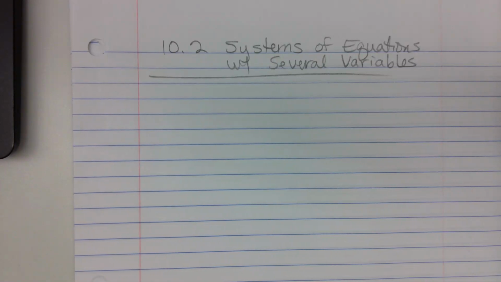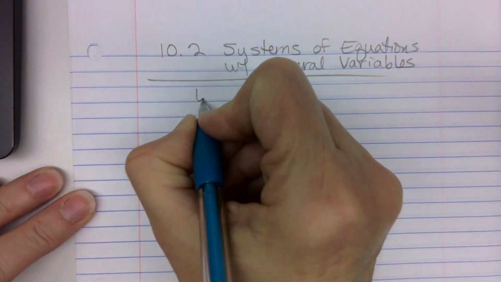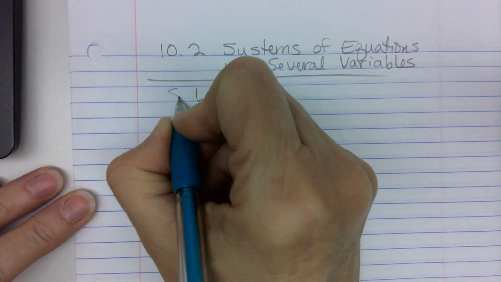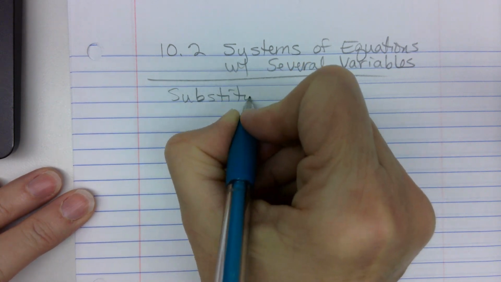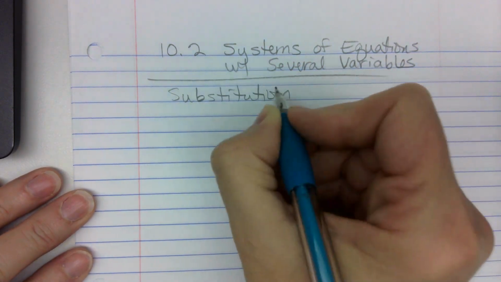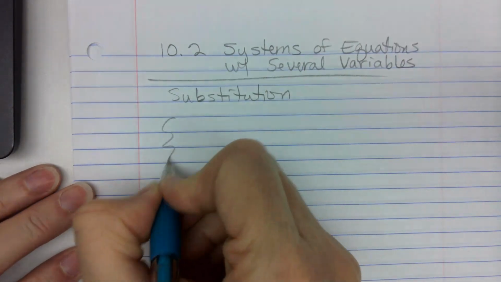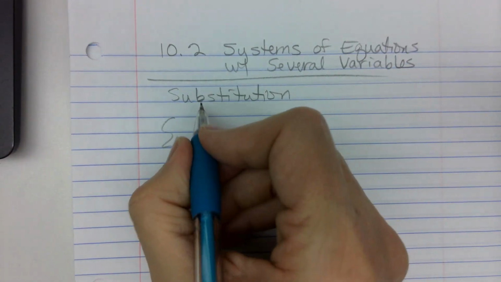Solving systems of equations with several variables. Somebody help me. What are the two types of methods we can use? Elimination and substitution. Substitution will kind of jump off the page at you.